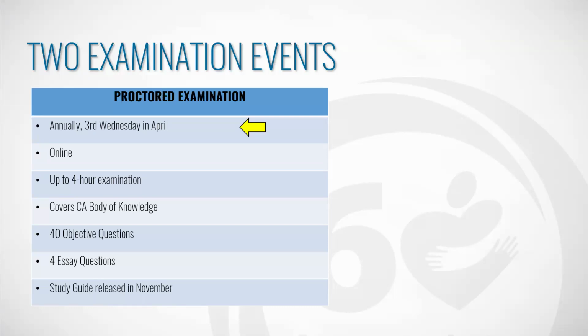There are 40 objective questions. Those are going to be like true, false, or matching, or other types of objective questions where there is a right or wrong answer or set of answers. And there are 4 essay questions where you have to compose responses during the exam.